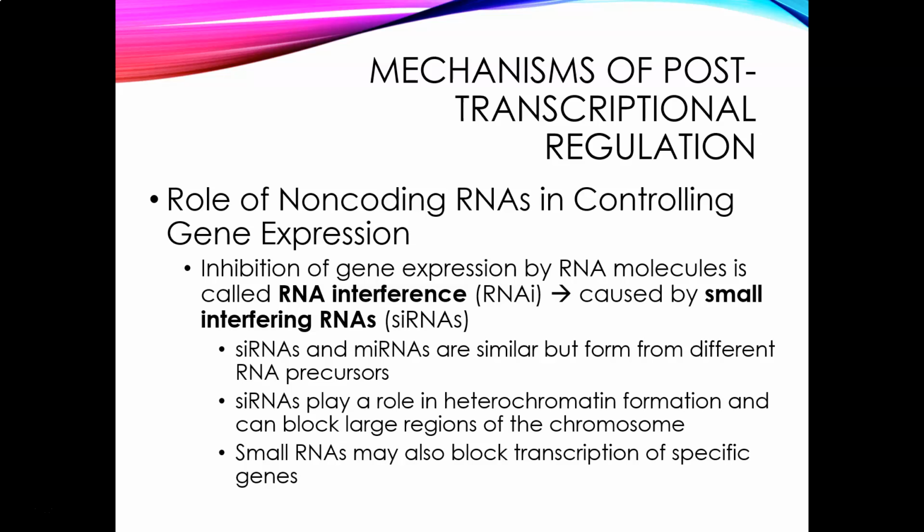So these siRNAs are playing a much larger role in blocking large regions of the chromosome, causing the condensing of that region of the chromosome to occur. Now, some small RNAs can also block transcription of very specific genes, as opposed to being just big, large-scale blockages as well.